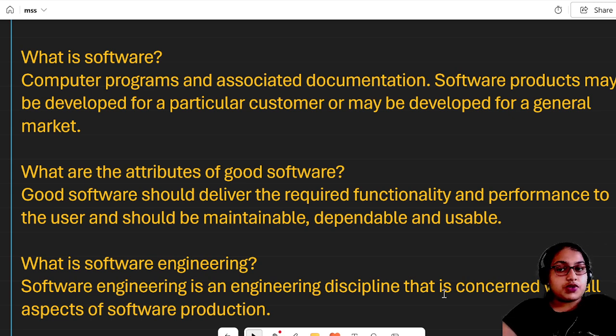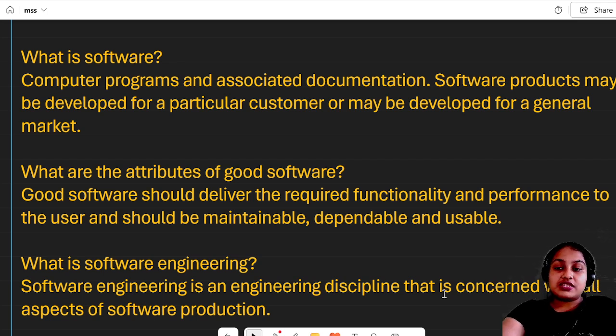When a company or organization is producing a software product, it can be for a specific person, or they'll make it in a general format so that the general public can use it. So there are two types of products, we've learned that. And the computer programs and the associated documentation are software.